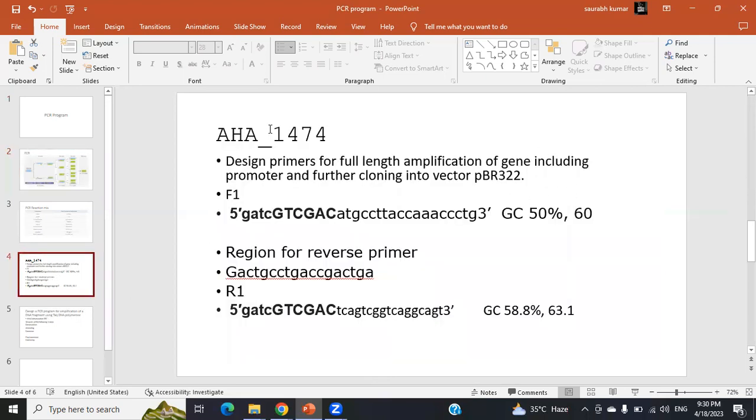So AHA 1474, this was the gene for which we had already designed the primers. So these are our 2 primers, forward and reverse primers, which we had designed in the last class. So now we'll look at how we design a PCR program for amplification of the gene 1474 using the given primers.